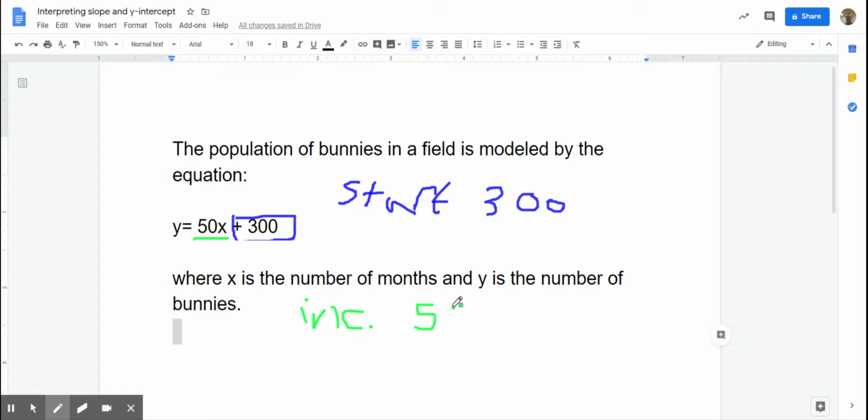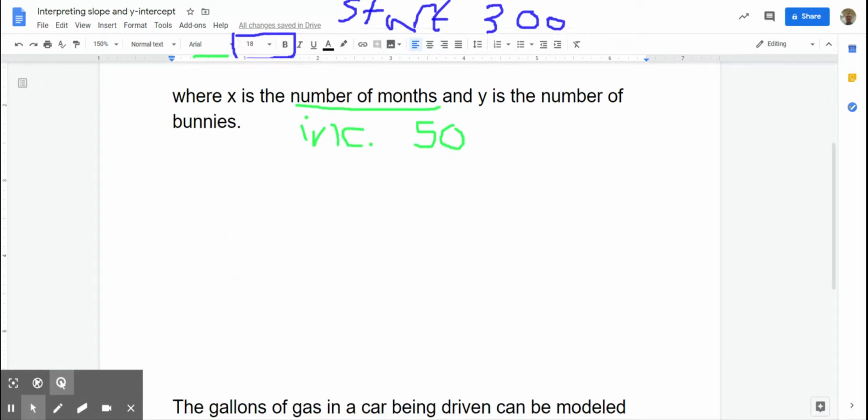And the last part I have to do is figure out how often. In the problem, it says that x is the number of months, so I can say that the bunnies are increasing by 50 every month. So the story is, the field started with 300 bunnies, and it's increasing by 50 bunnies a month.